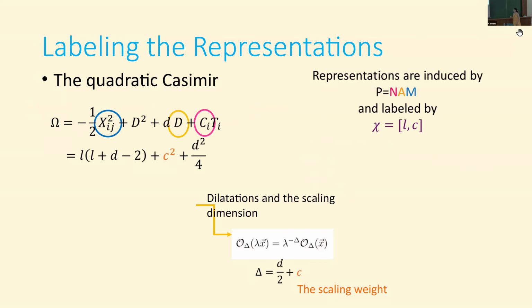So first, let's talk about labeling the representations. For this, we look at the quadratic Casimir, and the quadratic Casimir labels involve the number of spatial dimensions. This is fixed, you can fix this from the start, but what is there for your field of interest is spin, and there is this piece that knows about the mass of the field called the scaling weight. So remember we had dilatations in the list. Fields or operators transform this way under dilatations, and from here you can associate a scaling dimension to them.